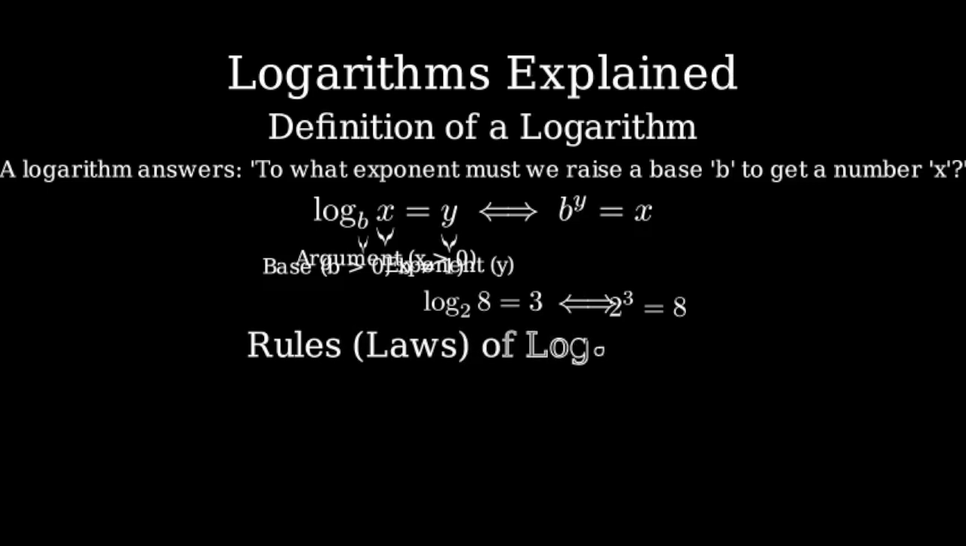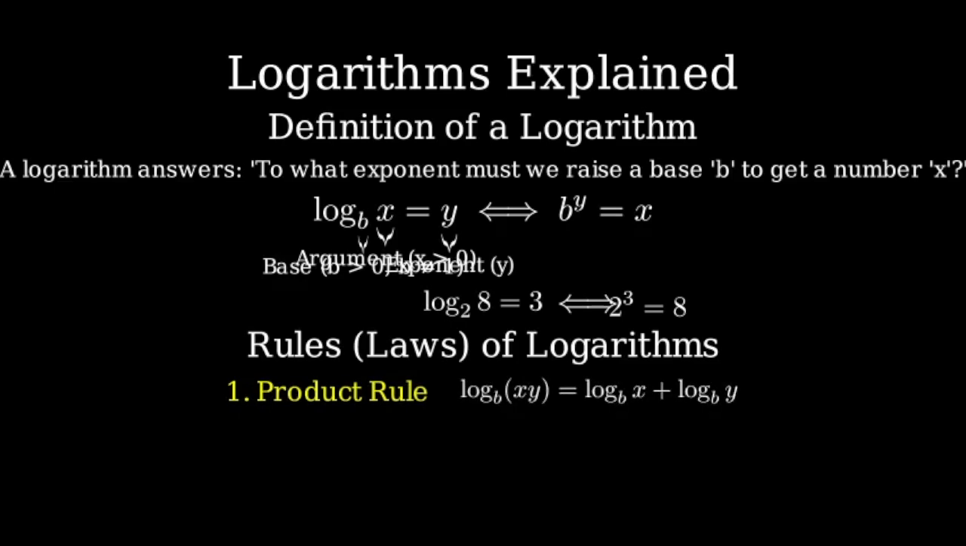Now, let's look at the important rules or laws of logarithms. These rules help us manipulate and simplify logarithmic expressions. First, the product rule. The logarithm of a product is the sum of the logarithms. Second, the quotient rule. The logarithm of a quotient is the difference of the logarithms.